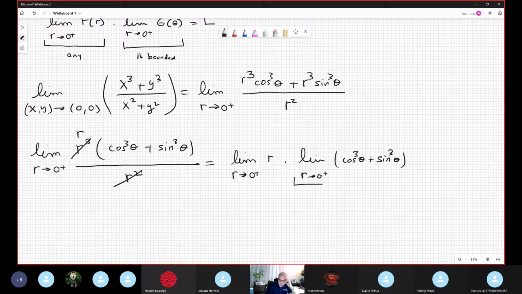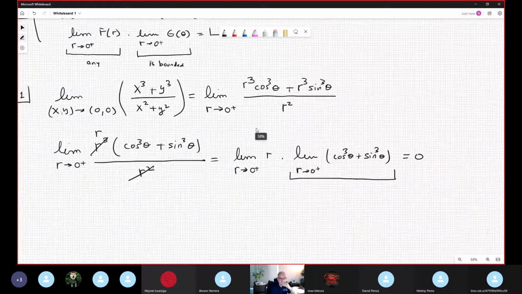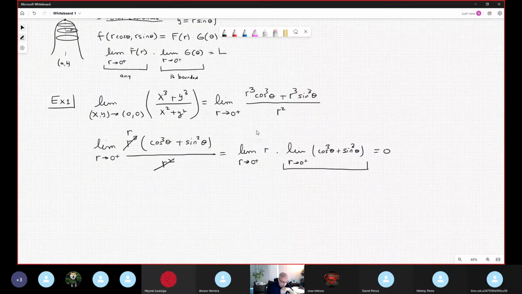This is not important. This is just nothing. Now this is 0. It's obvious, plugging in 0 here is 0, and the answer of the limit is 0. Done. End of story. Do you understand? Cool. It's equal to 0. Yeah, it exists. It's equal to 0 and exists.